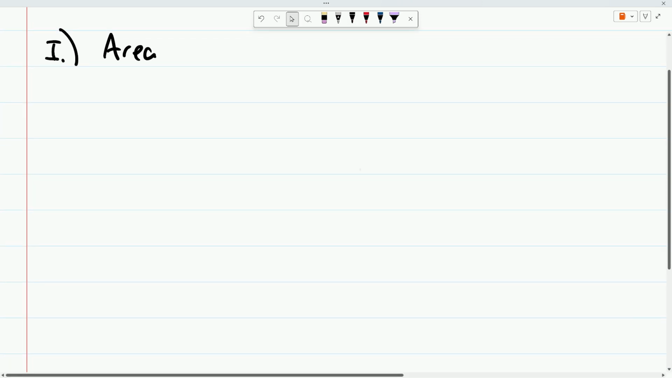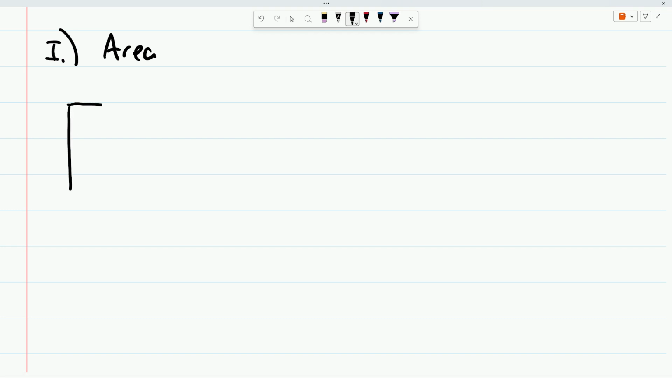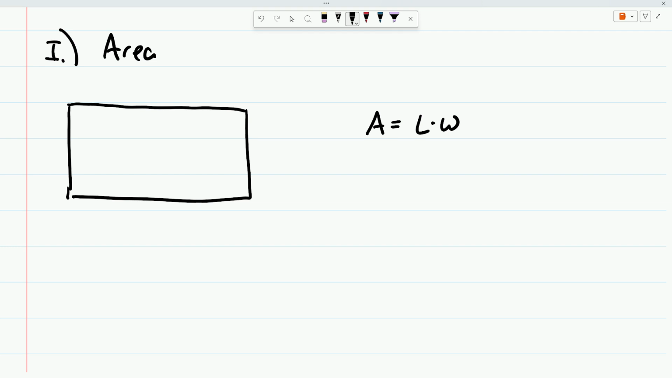All right. Now, the most famous shape that we always introduce when we're talking about area would be a rectangle. And the area of a rectangle is length times width, where you can make this L and this W, or you can swap them. It doesn't matter. The most important thing is that you just put the numbers where they belong.